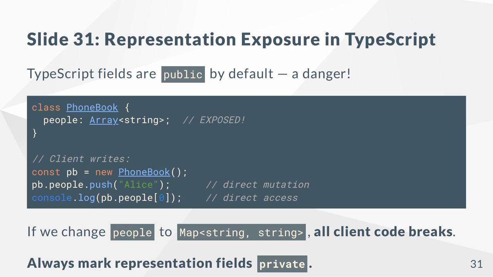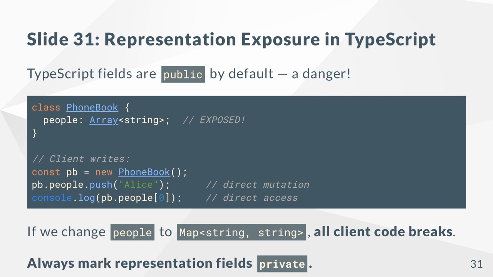Now let us look at a common mistake in TypeScript that breaks representation independence. In TypeScript, unlike some other languages, fields and methods are public by default. If you do not explicitly mark a field as private, it is accessible from outside the class. Consider a phone book class with a field called people declared as an array of strings with no access modifier. A client can now write code that directly accesses that field. They can push directly into the array. They can read elements using index syntax.